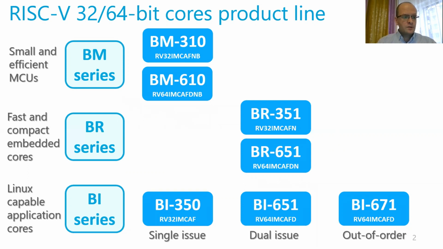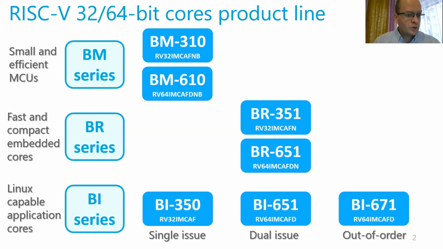Second is the BR series, which are fast and compact cores. When I say fast, I mean cores which can be clocked above 1 GHz at modern technology nodes. These cores are dual issue, and one is the 32-bit BR351 and another the 64-bit BR651. These are embedded cores for high-performance control applications, accelerations, and offloading functions from the main CPU.